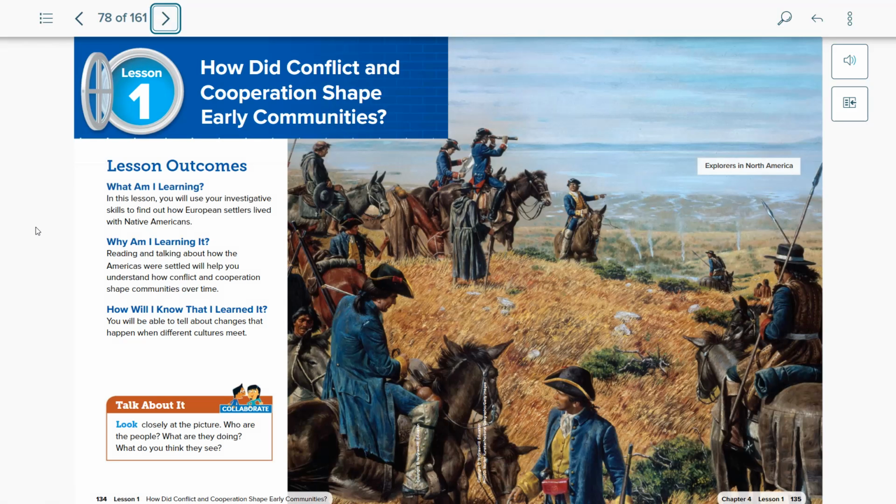How did conflict and cooperation shape early communities? In this lesson, you're going to use your investigative skills to find out how European settlers lived with natives. Reading and talking about how the Americas were settled will help you understand how conflict and cooperation shape communities over time. Here we have a painting or an illustration of explorers in North America.